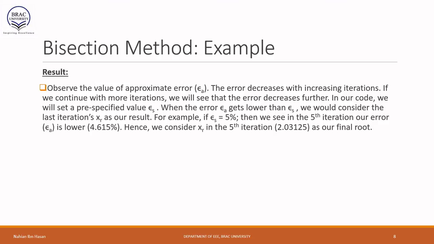So think about this. If we had set our limit to 4%, I'm sorry, if we set our limit to 5%, already in the fifth iteration, we have got an error which is less than 5%. So if in our case, our predefined specified error limit was 5%, we would have stopped at the fifth iteration. So that's how we calculate the bisection method.